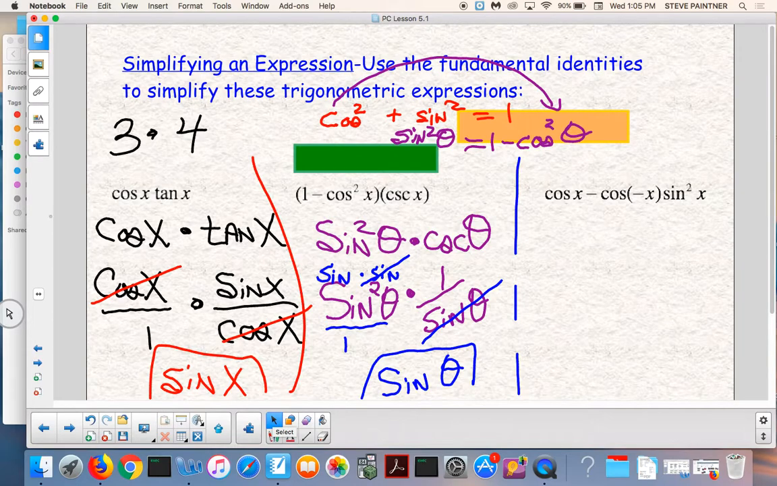It's ugly. I get it. There's one thing I don't like right off the bat. What about you guys? Yeah, who wants a cosine of negative x?